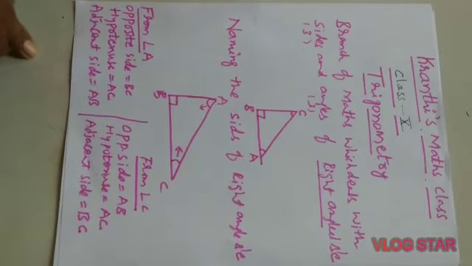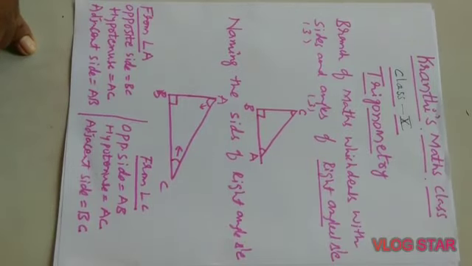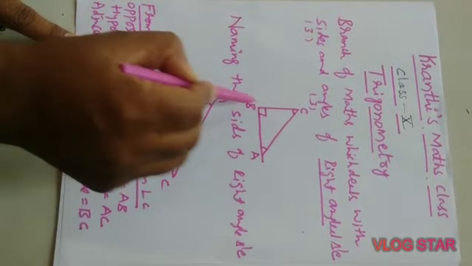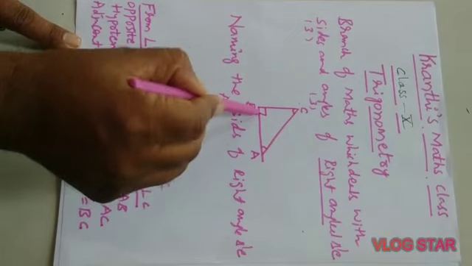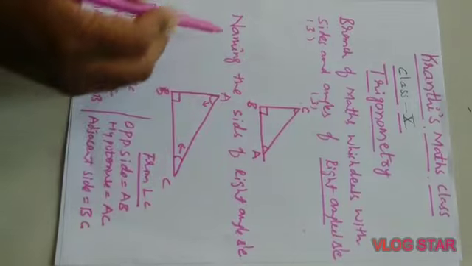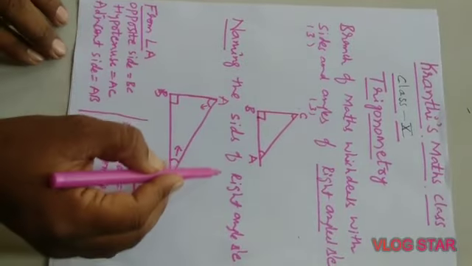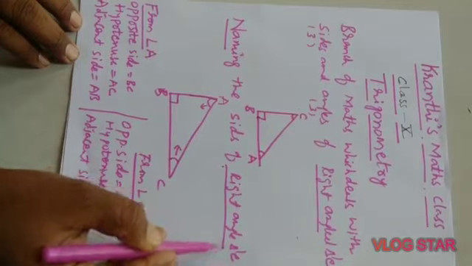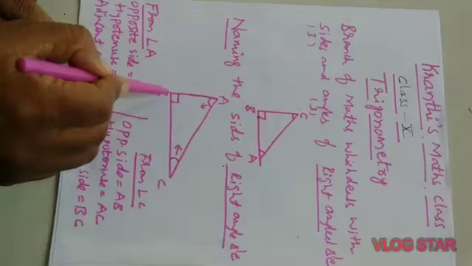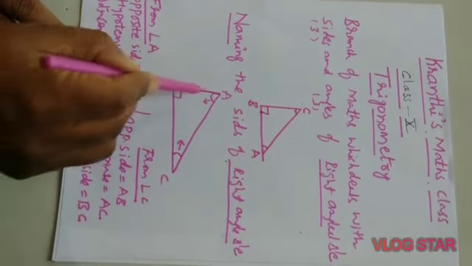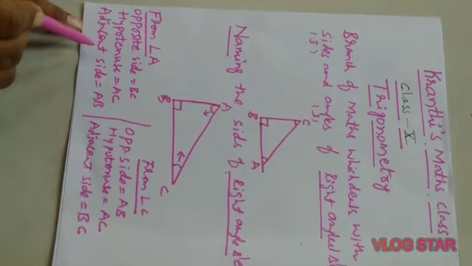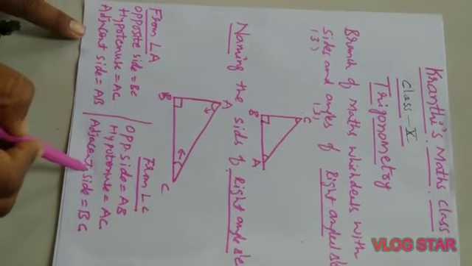Once again, trigonometry is a branch of mathematics which deals with three sides and three angles of a right angle triangle. In our figure, angle B is 90 degrees, and angle A and angle C are acute angles. We have to know the names of the sides of a right angle triangle. We can say the names in two ways: from angle A and from angle C.